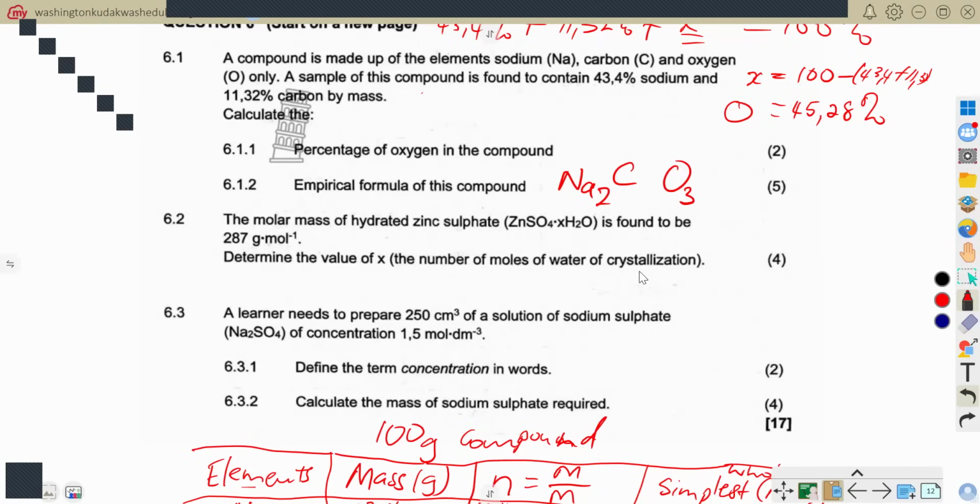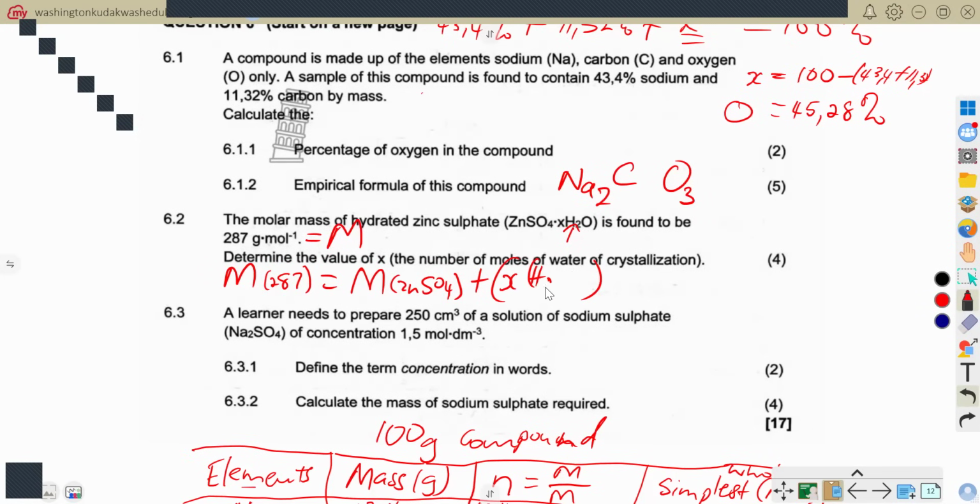So you can actually get to see that here we are given the molar mass of the what? Zinc sulfate. And then we now need to find the number of moles, which is represented by X of this one. So you would know that the total molar mass, which is that 287, is equivalent to the total molar mass of zinc sulfate plus the total molar mass of this water in what?